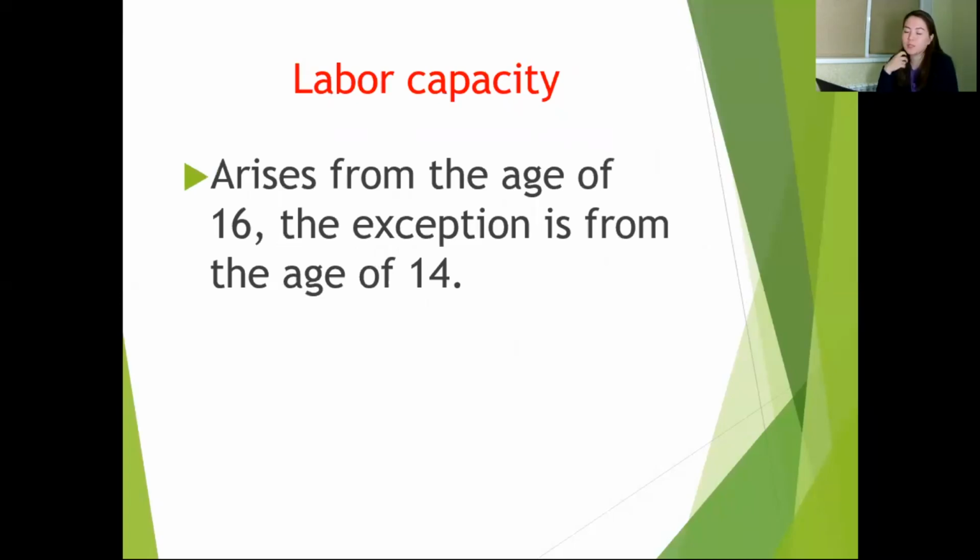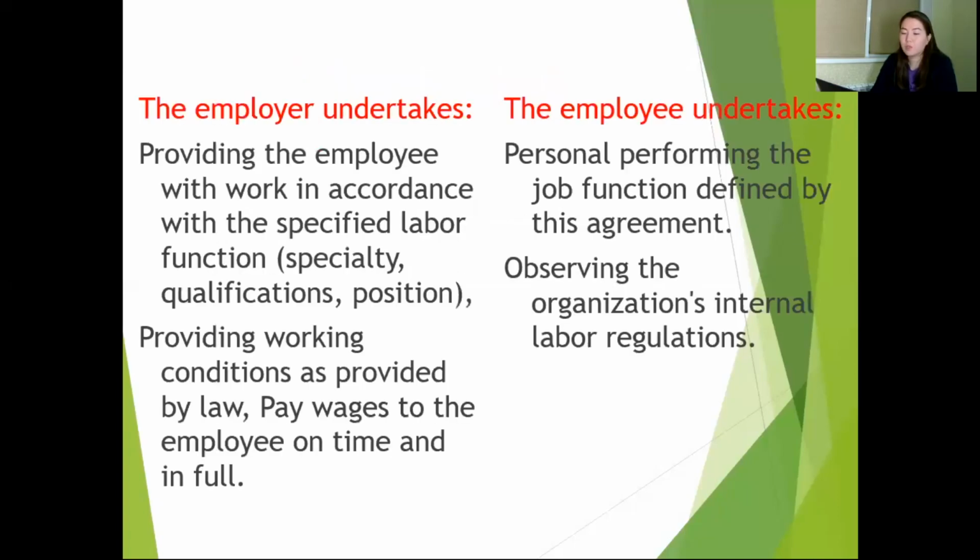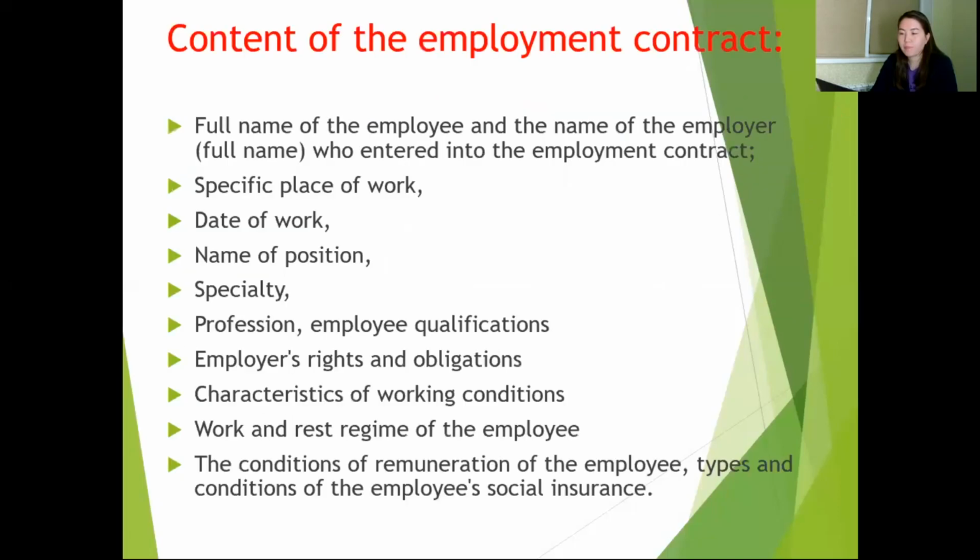Some students asked me about labor capacity. And the answer is that labor capacity arises from the age of 16. The exception is from the age of 14. So the employer undertakes providing the employee with work in accordance with the specified labor function. The employee undertakes personal performing the job function defined by this agreement.